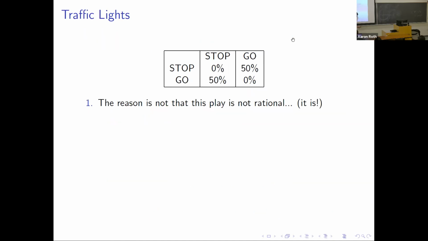Okay, so it's clear that we'd like to induce behavior like this. And the reason that we can't is not that this is somehow irrational, it's not that acting like this would be against someone's interests. It's not that this is violating an equilibrium condition. It is rational, right? Like, if you are out there driving.